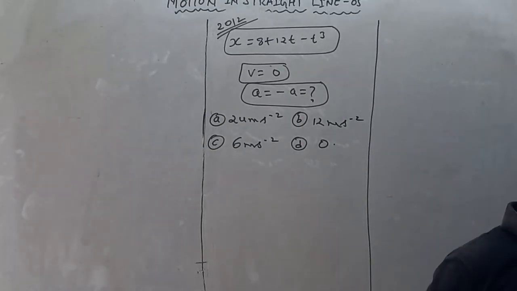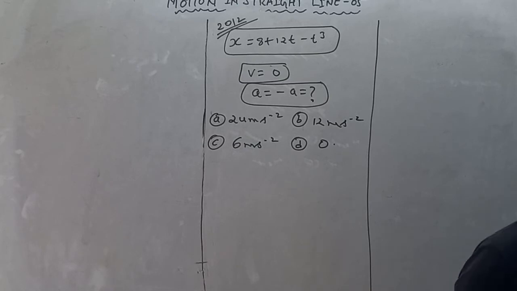This question was asked in 2012 NEET, my dear student, which was earlier called AIPMT. The question is: the motion of a particle along a straight line is described by the equation x equals 8 plus 12t minus t cube, where x is in meters and t is in seconds.